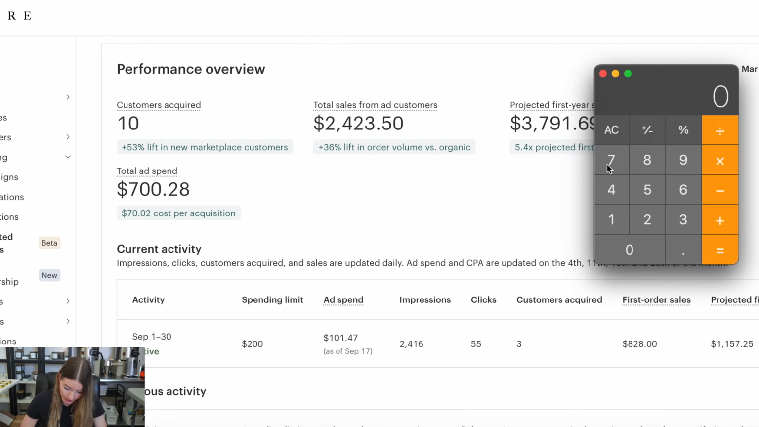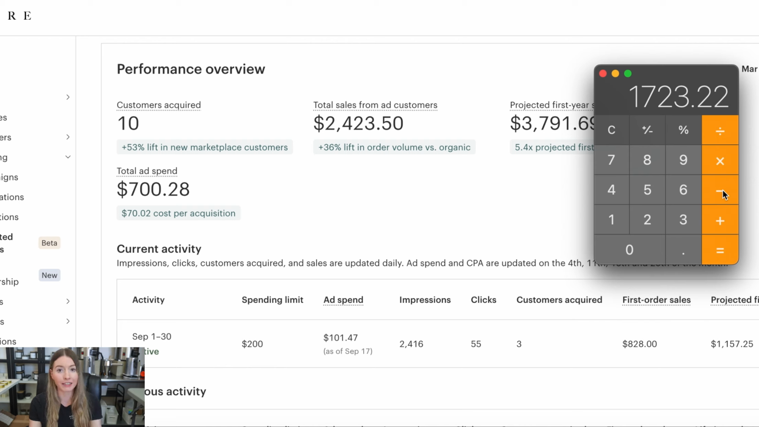I'm just going to do some math here so we can take a look at this together. If I take the $2,423.50 and I subtract our ad spend of $700.28, that gives us $17.23 as a total profit.